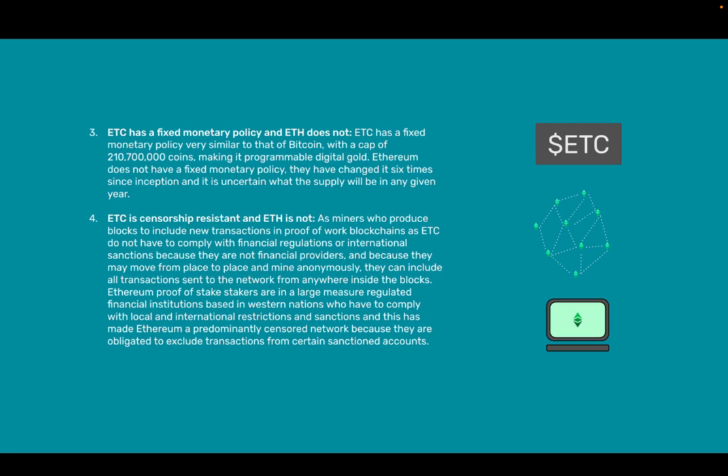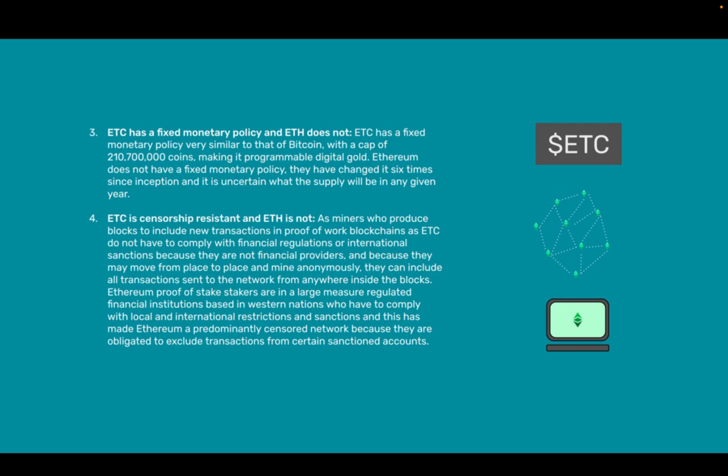3. ETC has a fixed monetary policy and ETH does not. ETC has a fixed monetary policy very similar to that of Bitcoin, with a cap of 210,700,000 coins, making it programmable digital gold. Ethereum does not have a fixed monetary policy. They have changed it 6 times since inception, and it is uncertain what the supply will be in any given year.